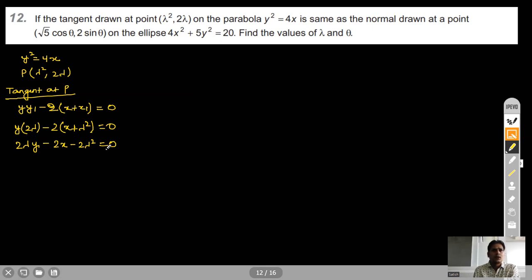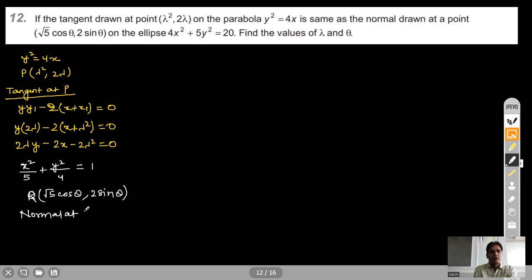Now what I will do, let me write the equation of ellipse. So this is our ellipse, x square upon 5 plus y square upon 4 equal to 1, right? And the point P I have taken there, so I'm taking this point as Q, whose coordinates are root 5 cos theta comma 2 sine theta. Is it okay? So I will write the normal.